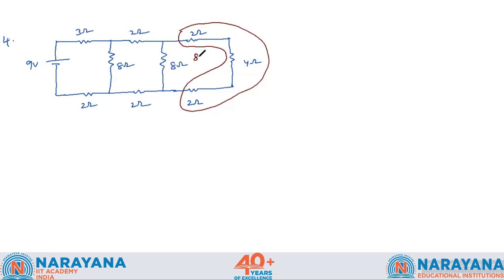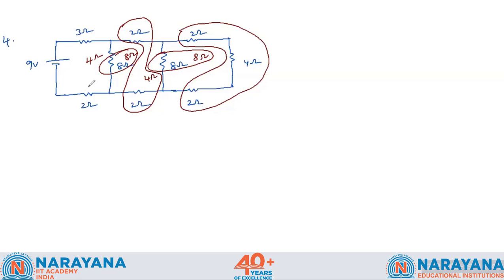This is 8 ohm. These two are in parallel. The effective of this will be 4. Now, if you have observed again, this 2, 2, 4, and 2 are in series. The effective of this will be again 8. And these two 8s are in parallel. The effective will be 4 ohms.